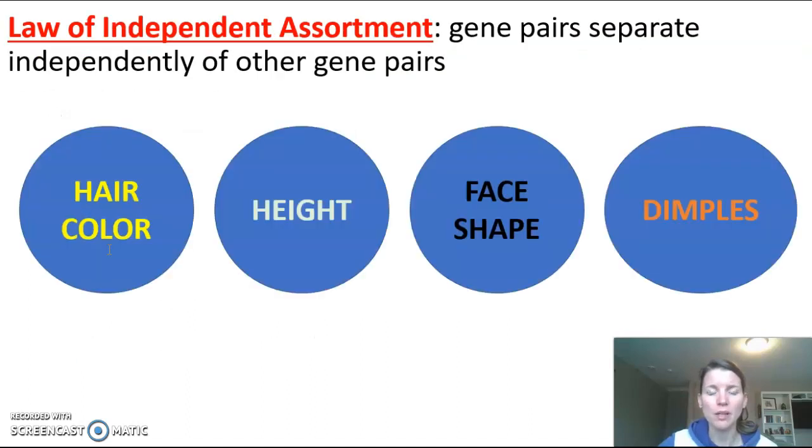Law of independent assortment. This states that you have all of these different genes, right? You have a gene for hair color, a gene for height, a gene for face shape, dimples, etc. Those genes are sorted out independently of each other. So your genes for dimples don't mix with your face shape genes, and your face shape genes don't mix with your height genes. The alleles specific to a gene stay with that gene. They don't mix around with other ones. So they're independent of each other.